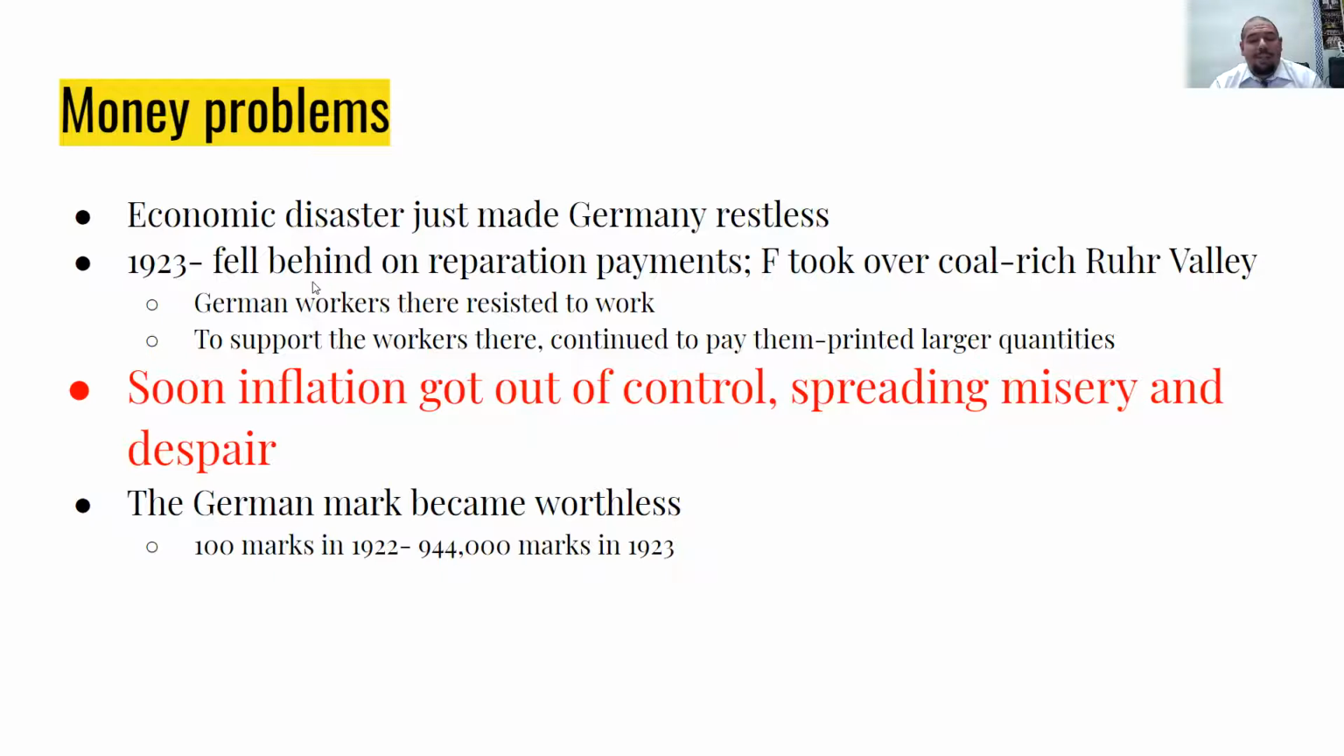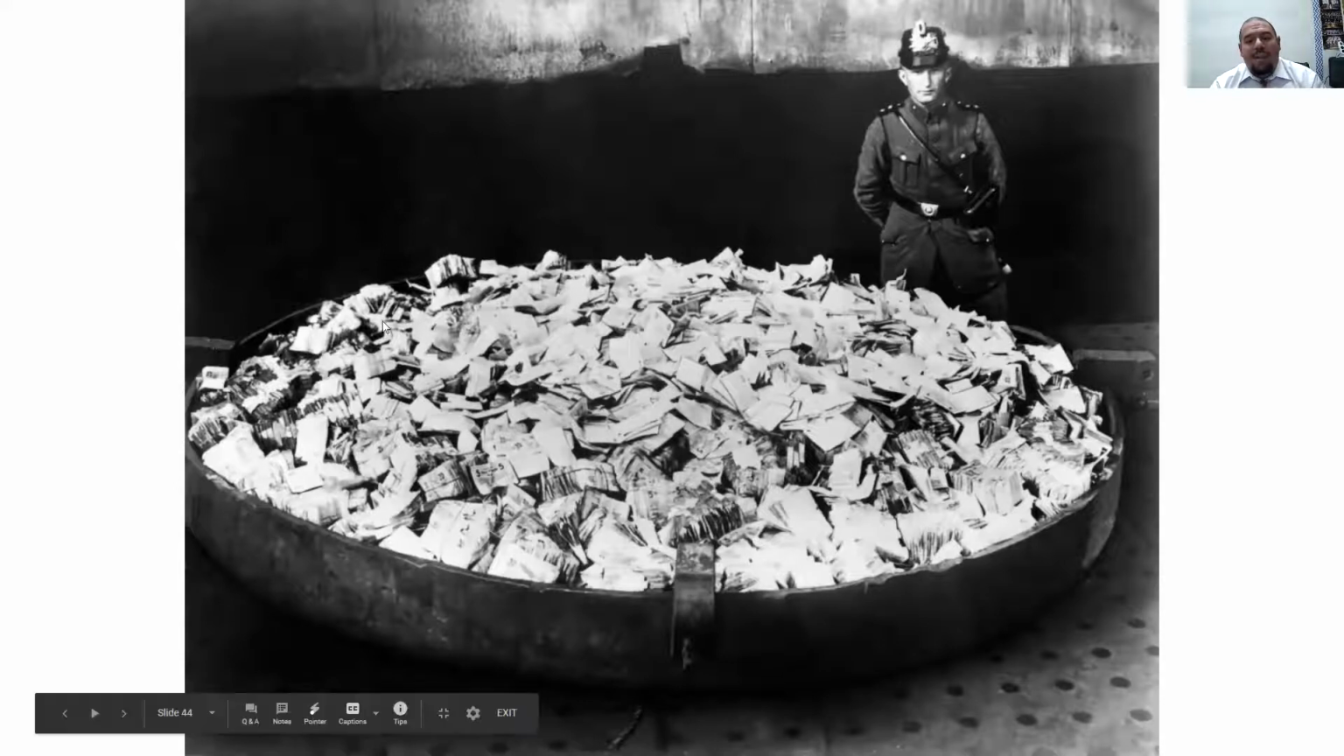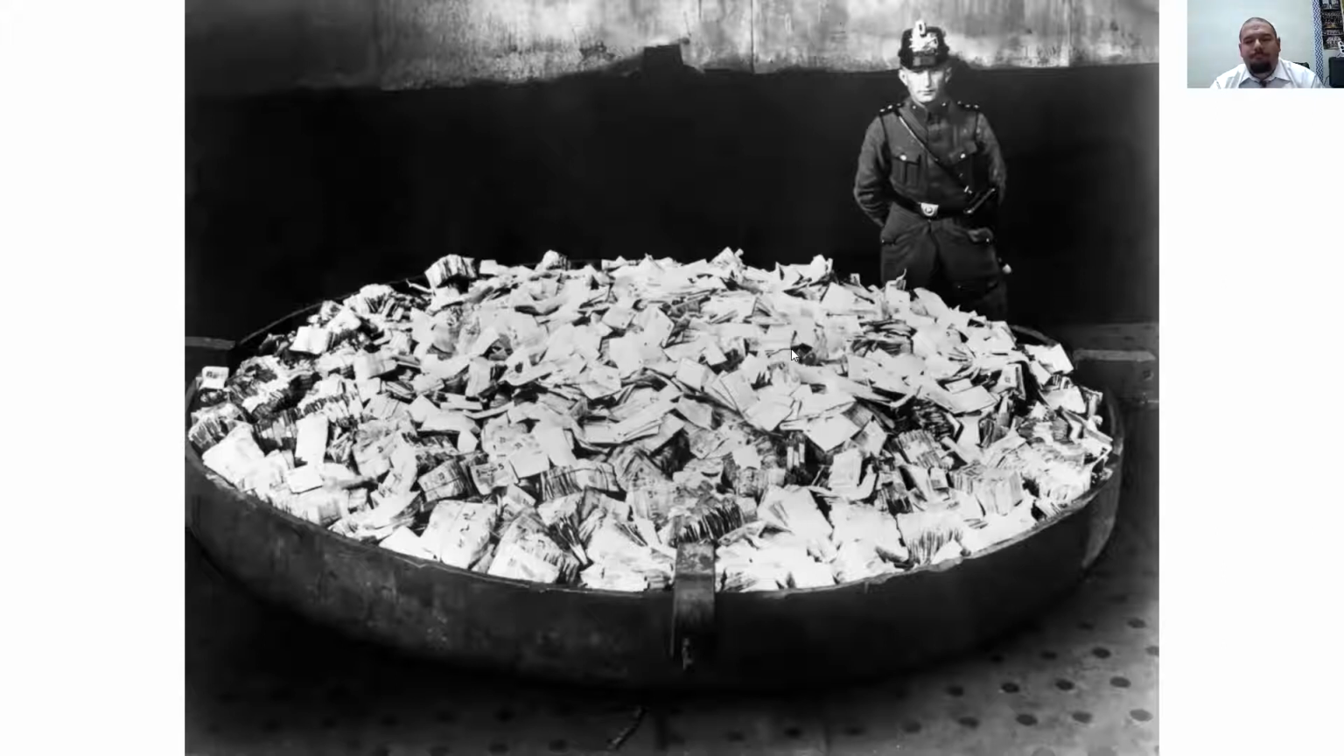Soon, if you know anything about printing more money that is infiltrated into the economy, it is going to lead to inflation, where the value of money goes down and the prices of things go up. Inflation will get out of control, spreading misery and despair. The German mark, their currency, would become worthless. So 100 marks in 1922 would be the equivalent of 944,000 marks in 1923. Insane inflation, people. Insane to the membrane. So now you have all this worthless money, because this amount of money could probably buy you a loaf of bread. That's how bad it got.